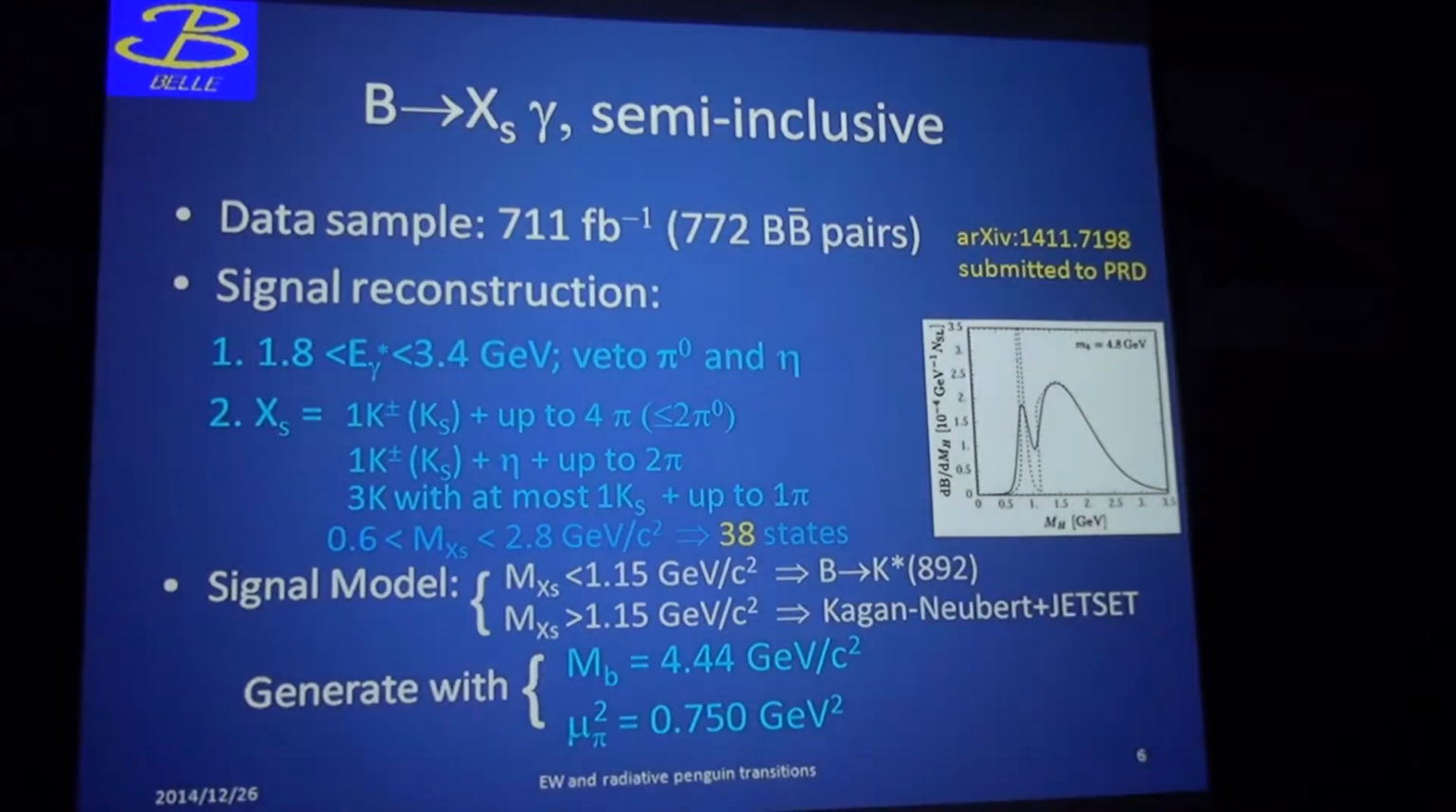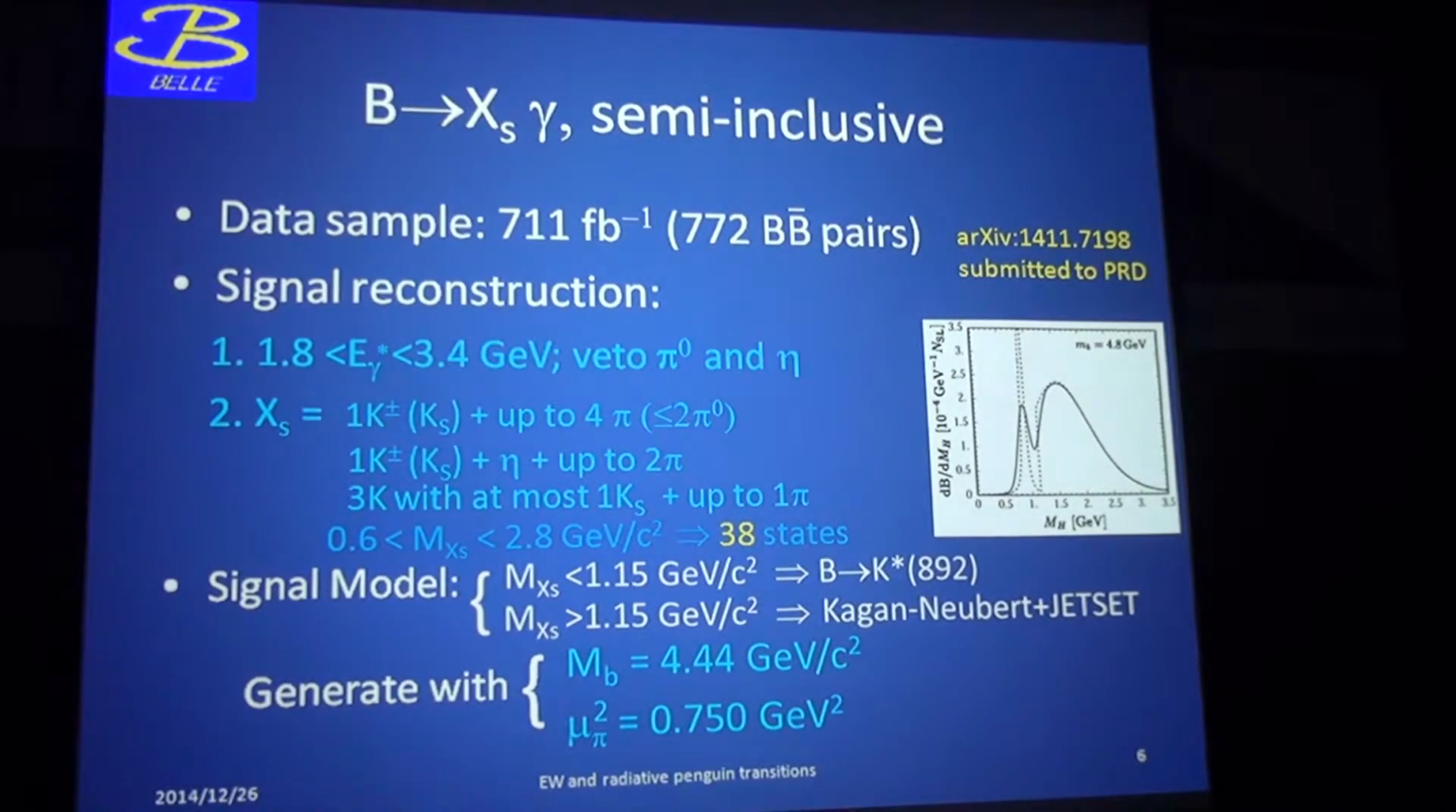Okay, now I'm going to talk about the first result. This is the branching fraction of B to Xs gamma from the semi-inclusive approach.